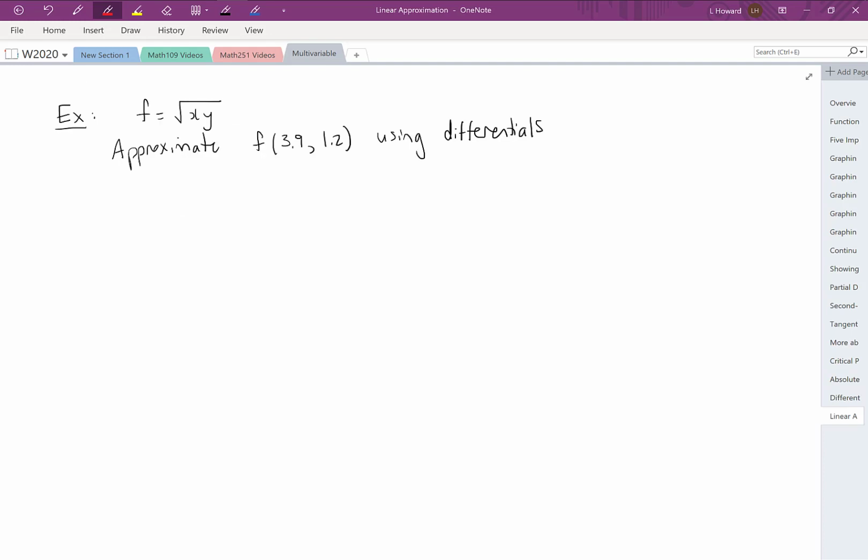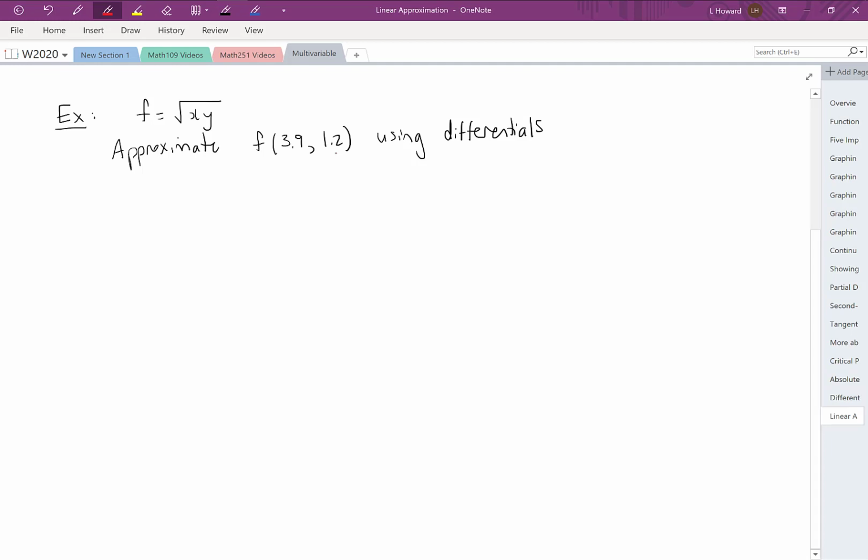So here's our problem. We've got a multivariable function, f equals square root of xy, and we want to approximate the value of our function f when x is equal to 3.9 and y is equal to 1.2. We're going to do that using differentials. I have to say that this application is not so directly useful. If I wanted to know the value of the function, I would just grab a calculator and calculate it. But what this does is set us up really nicely for the discussion of calculating error that we're going to have over the next few videos.